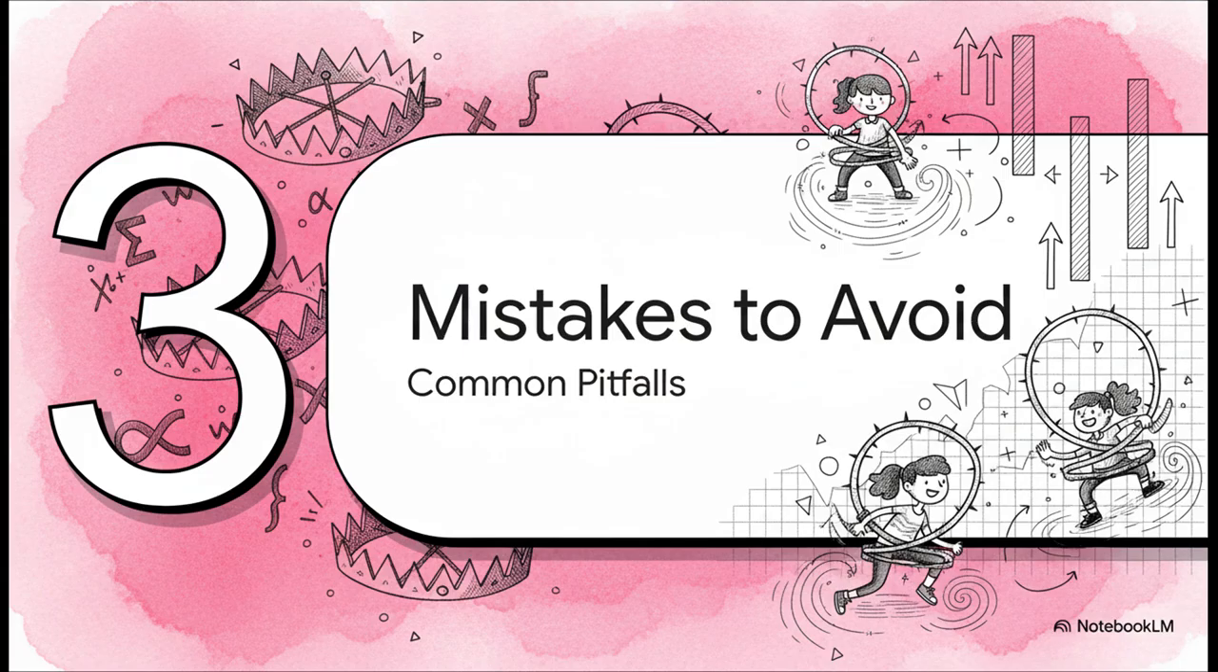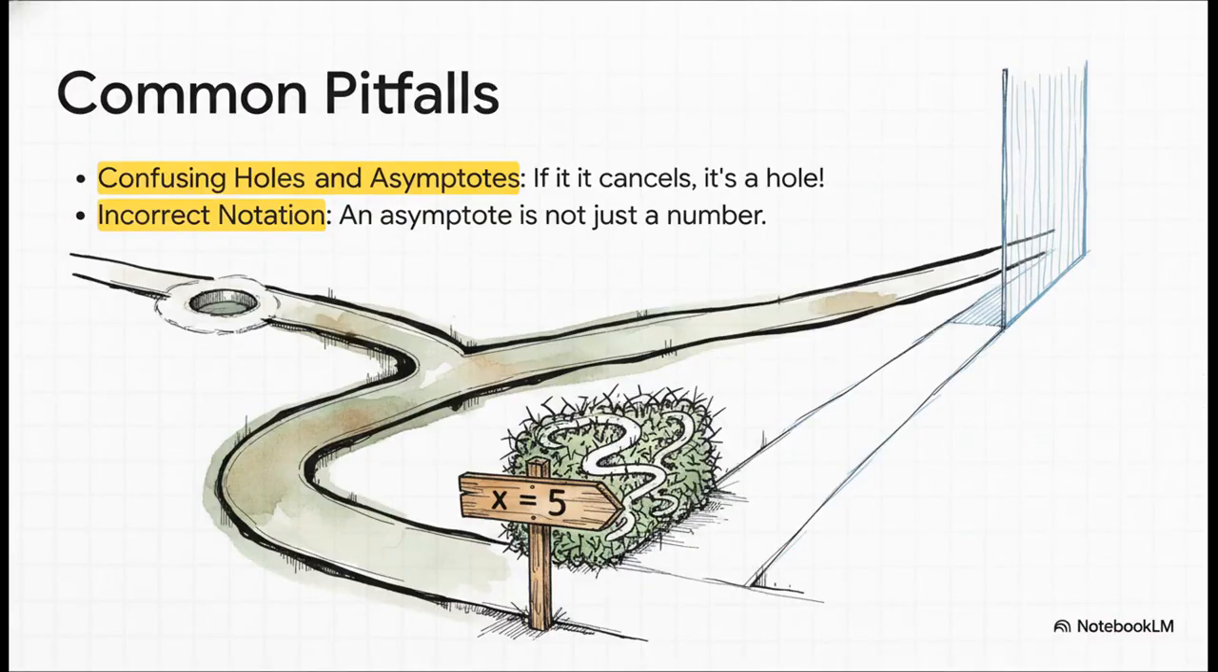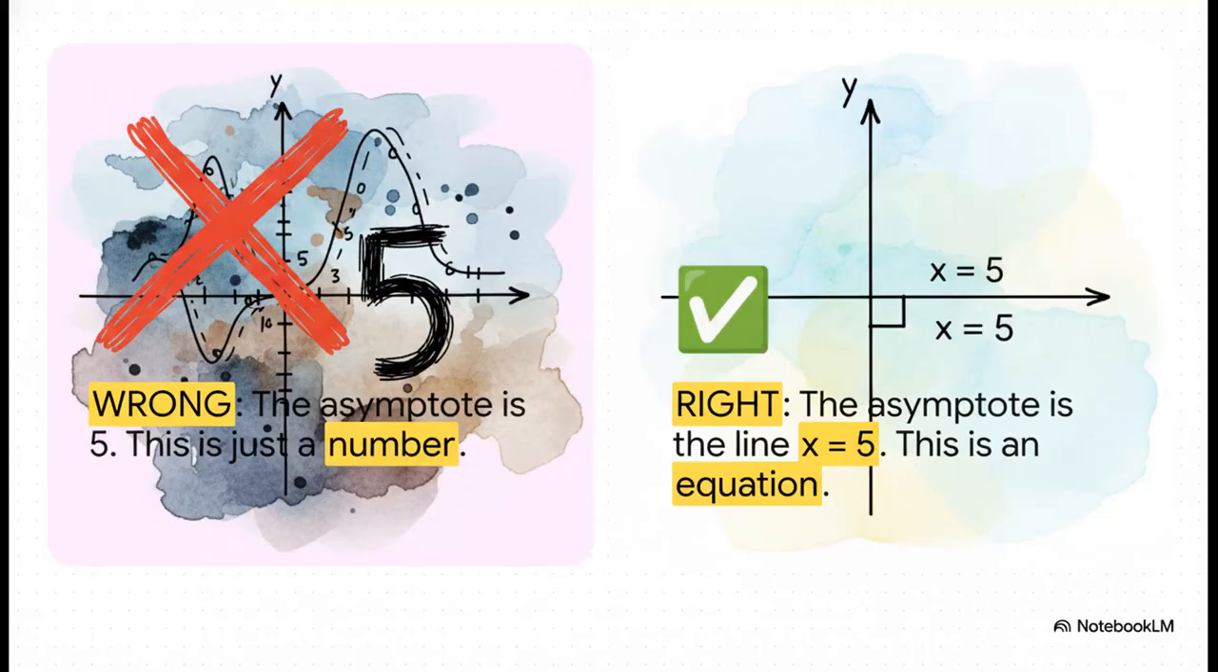All right, let's switch gears for a second, because I want to talk about the common traps people fall into. Seriously, if you can just avoid these two mistakes, you've basically won half the battle. Okay, mistake number 1, confusing holes and asymptotes. We've talked about this, but it's so important, I'm going to say it again. If a factor cancels out, it's a hole, a single missing point. A factor that stays on the bottom, that's your asymptote, a whole line. Got it? Cool. Now the second big mistake, this one's all about how you write down your answer. This is so simple, but it costs people points all the time.